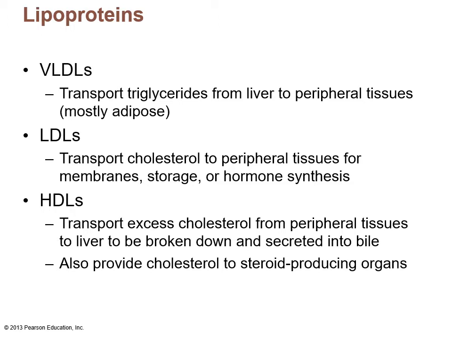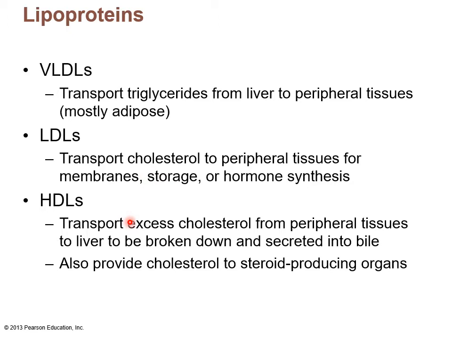Now, your VLDLs are very low-density lipoproteins. These are molecules that have mostly triglycerides, and they transport triglycerides from the liver to the peripheral tissue cells, mostly adipose tissue. And you want to remember these by definition, what they do. LDLs, low-density lipoproteins, they transport cholesterol to the peripheral tissues for membrane storage and hormone synthesis.